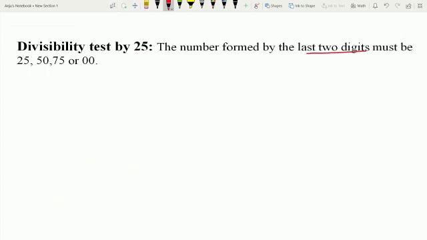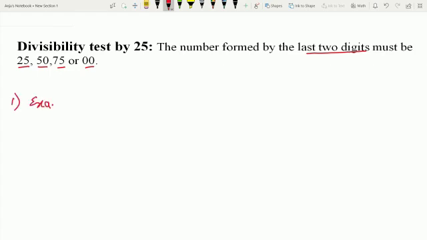Now let us see the divisibility test by 25. The number formed by the last two digits must be 25, 50, 75 or 00. A number whose last 2 digits are 25, 50, 75 or 00 is divisible by 25.